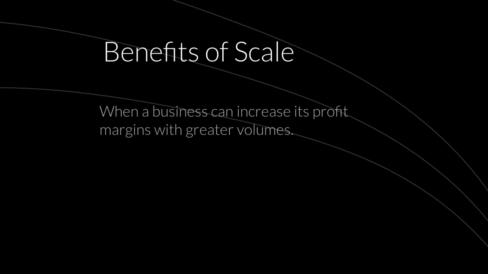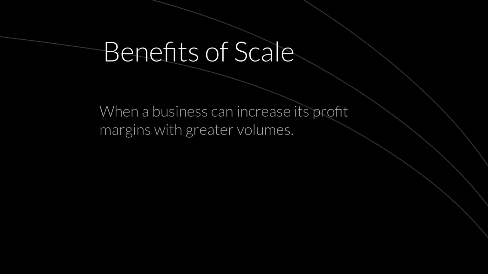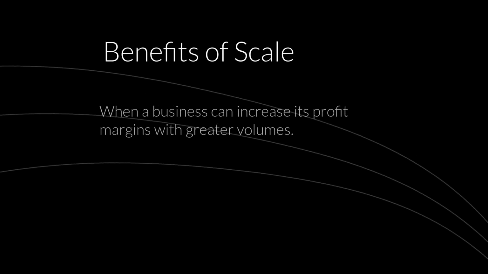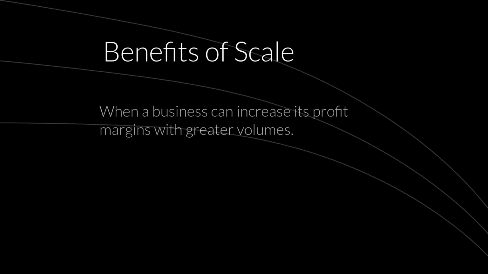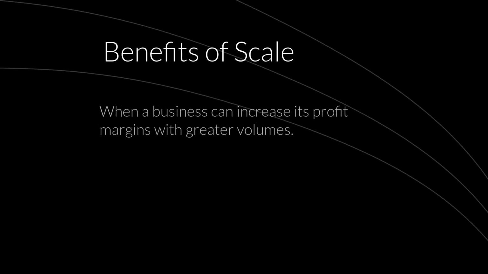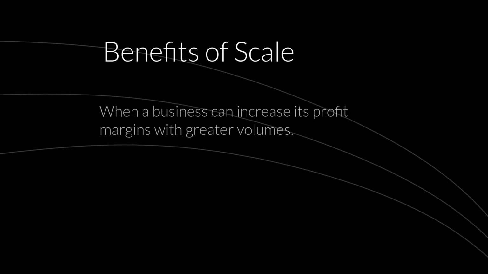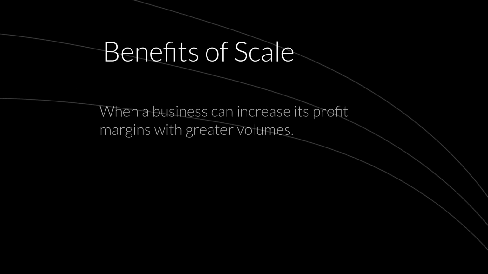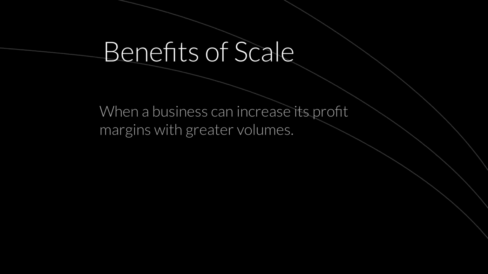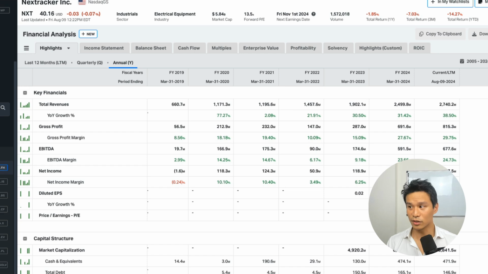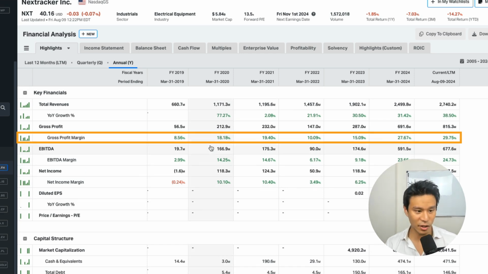When we talk about the cost side, for example, if Nextracker or a car company had a production facility and it started to get more efficient with more volume, that's what we call scale in the business and investing world. And scale just means you can start to increase your profits as you have more volumes of goods sold. And that usually happens on the gross margin line. So for Nextracker, we can see that gross margins have been rising steadily over the past couple of years.